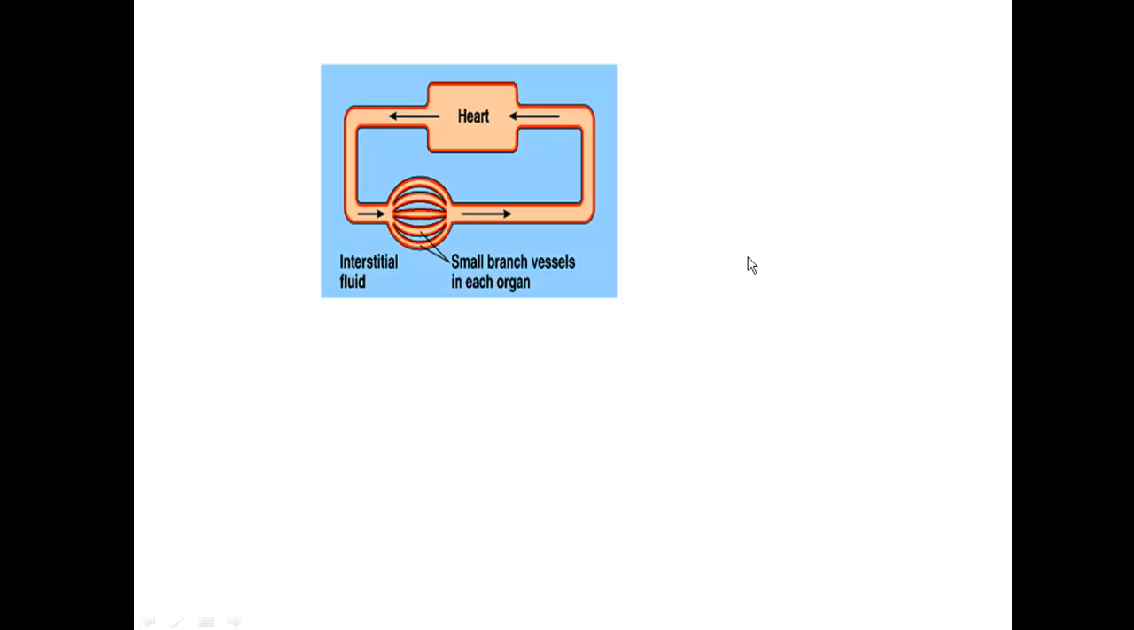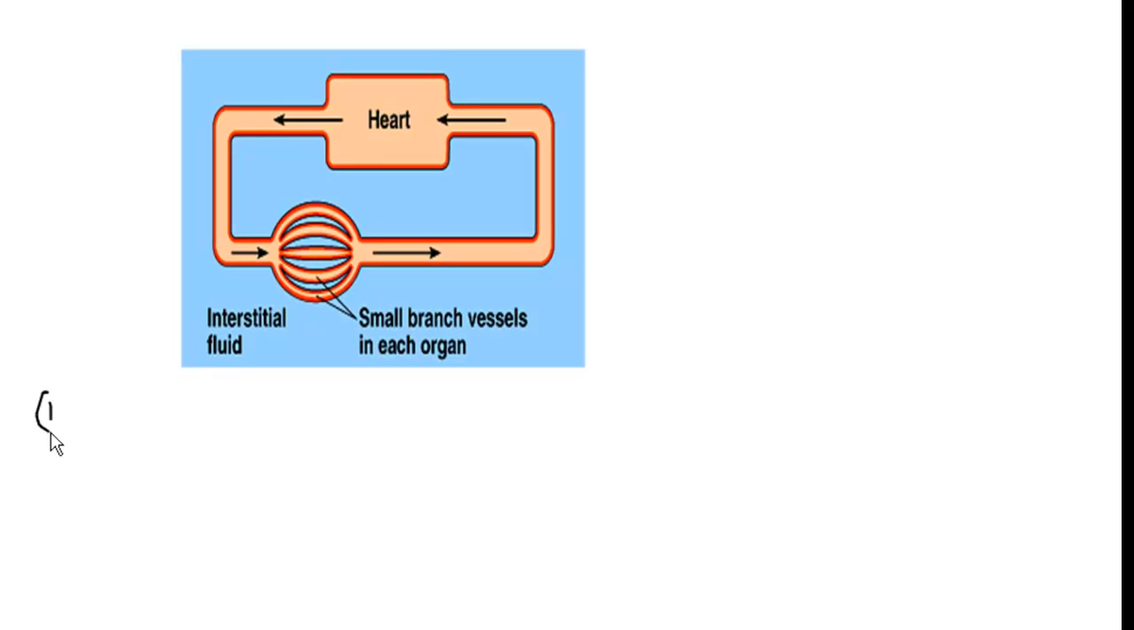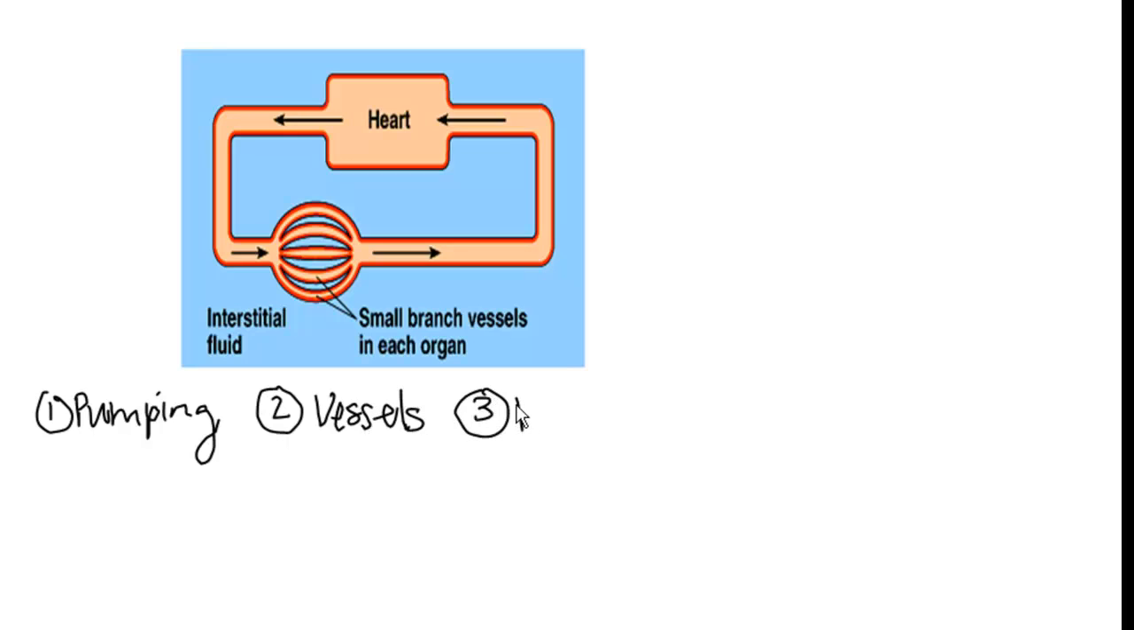Now let's look at the components of a circulatory system. The first thing that we need is some sort of pumping mechanism. The second thing that we need are vessels to carry the third thing, which is some sort of fluid. Because if we're going to transport things, they need a fluid in which to be transported.